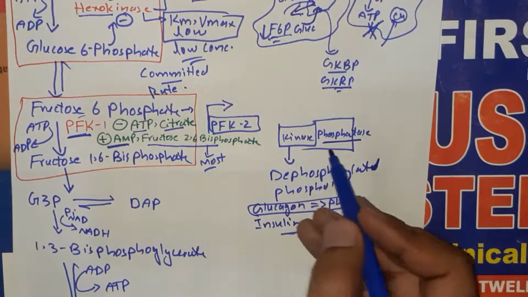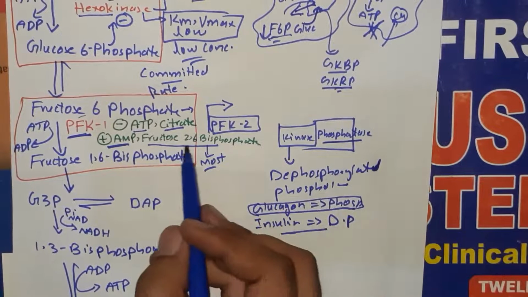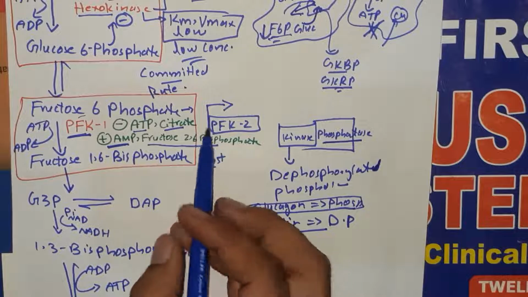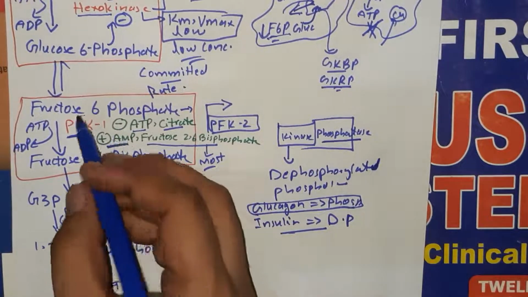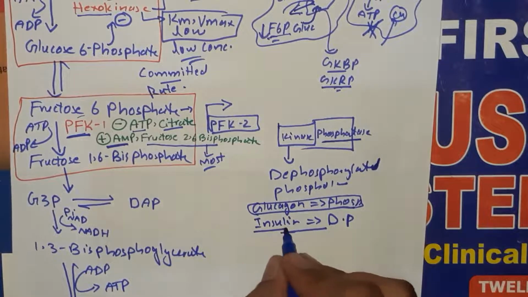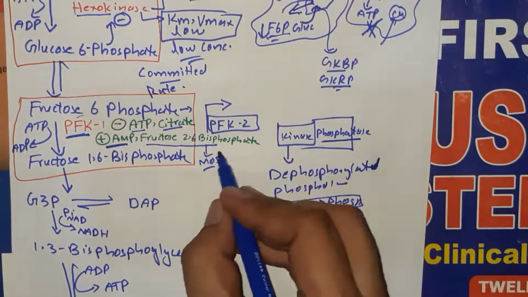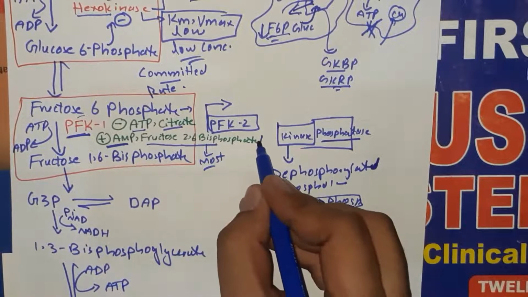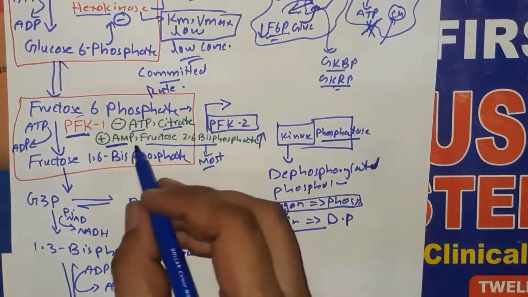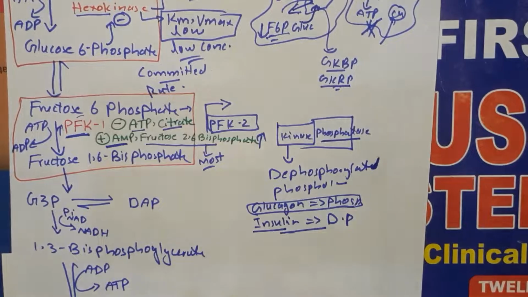So basically, when the level of glucagon is high, the kinase domain is phosphorylated and it is inactive. When it is inactive, the stimulatory effect of fructose 2,6-bisphosphate is removed from phosphofructokinase 1, and the rate of glycolysis decreases and the consumption of glucose decreases. While when the level of insulin is high, what happens? It is dephosphorylated, and the concentration of fructose 2,6-bisphosphate increases. Its stimulatory effect on phosphofructokinase 1 is increased, and the overall glycolytic pathway is increased.